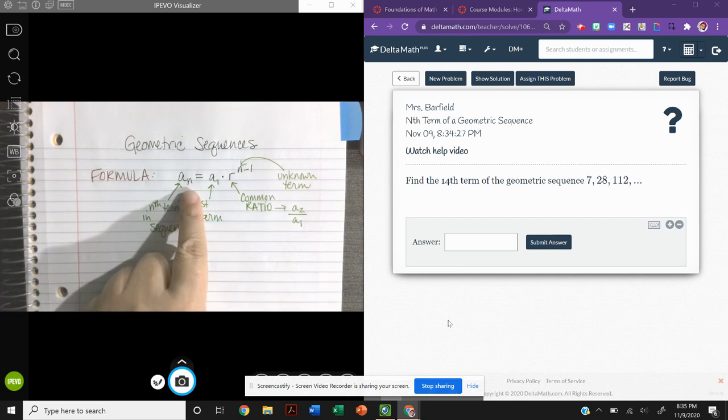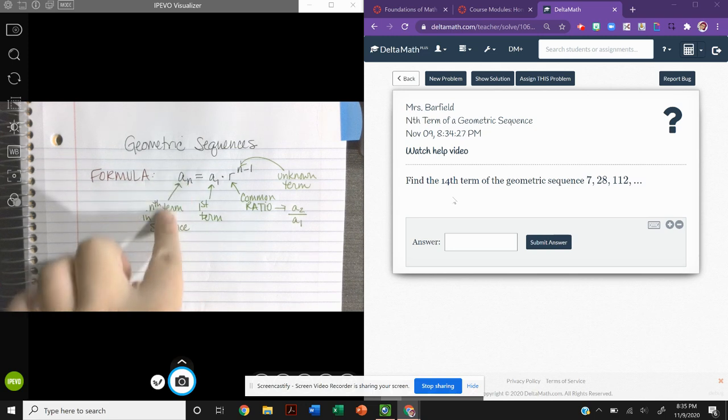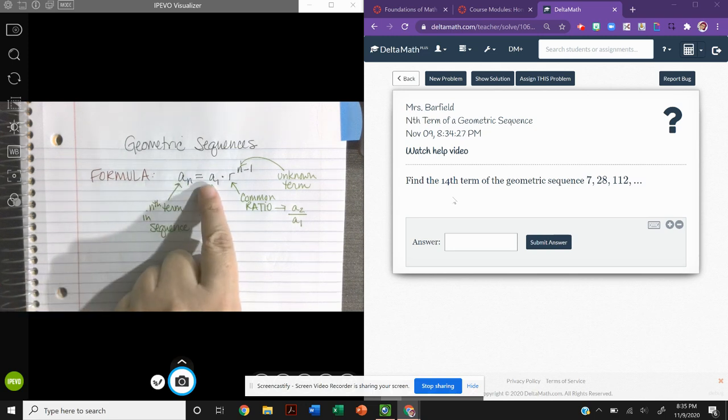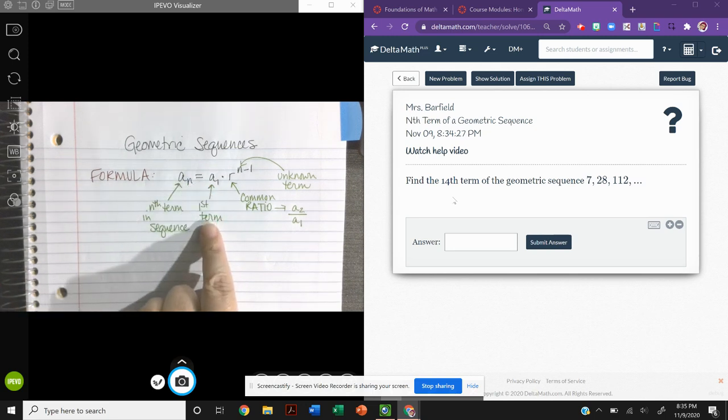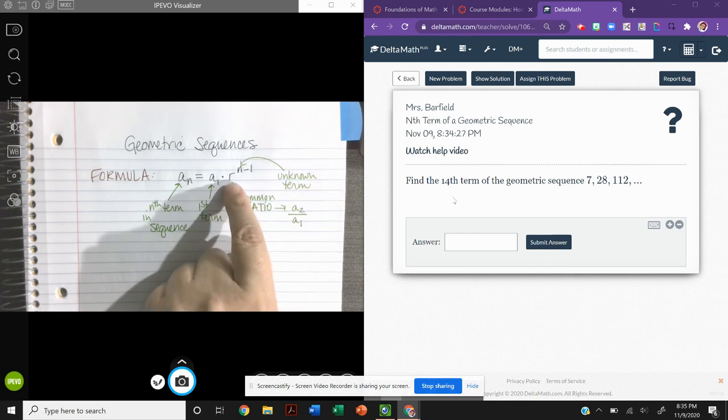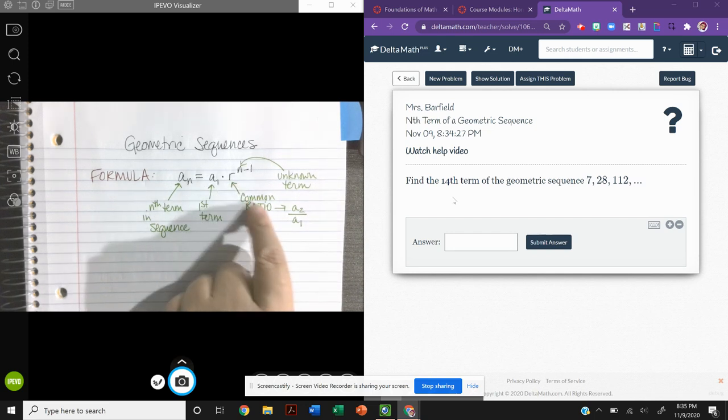So a sub n, we've seen that before. That's the nth term of the sequence. That's the unknown term that they may ask us for. If you're looking at the Delta Math assignment here on the right, the 14th term, this is going to be the answer to the 14th term. A sub 1, we've heard that before. That's the first term.